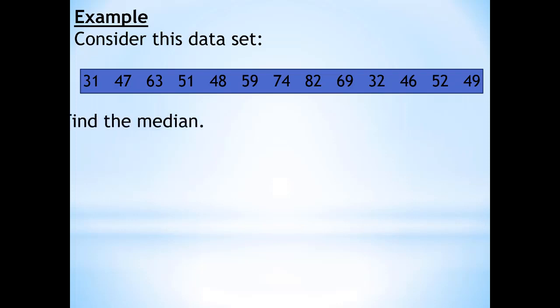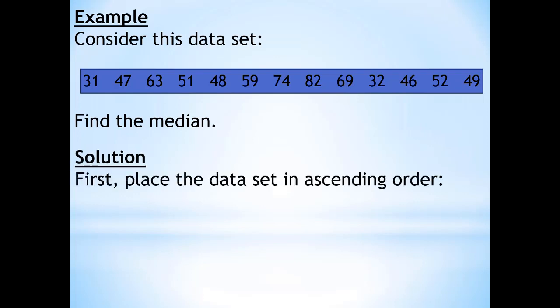So first things first, to find the median, we have to put this data set in order. So the smallest entry in this data set is 31. The next smallest is 32. After that, we get 46. Then we find 47 and 48.